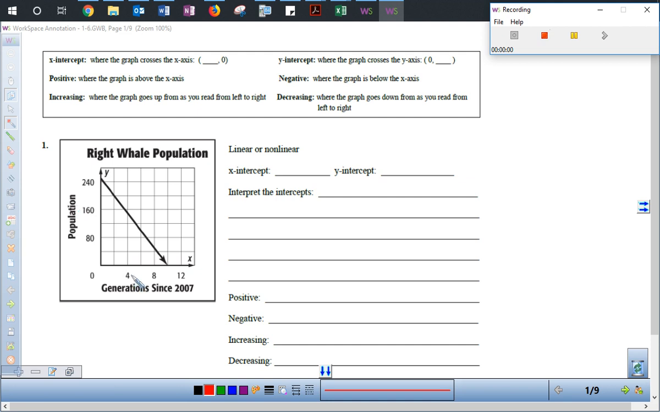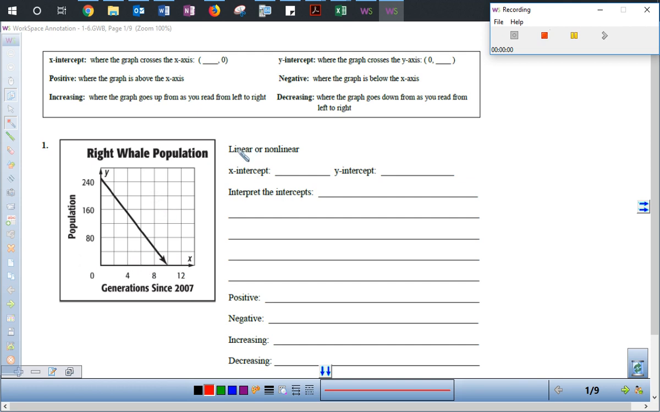Now what this means is, it doesn't mean years since 2007. For example, this 4 right here does not mean that it's going to be talking about 2011. It's talking about generations. So generations are like generations of new offspring. For example, you are the generation after your parents, who is a different generation from your grandparents, who is a different generation from their parents. So each new line of offspring is a generation. Now, if you'll look, right whales, the population is going down each generation, so just keep that in mind.